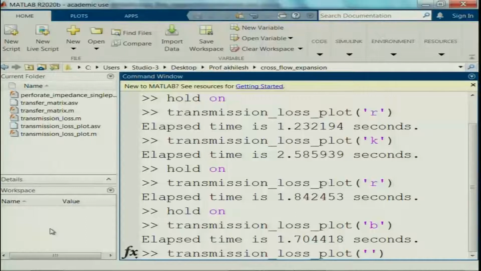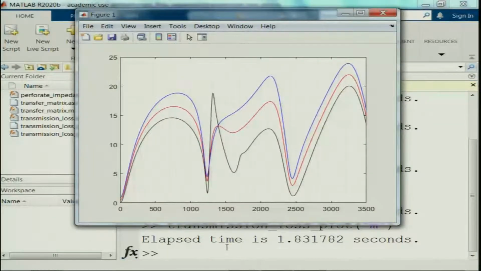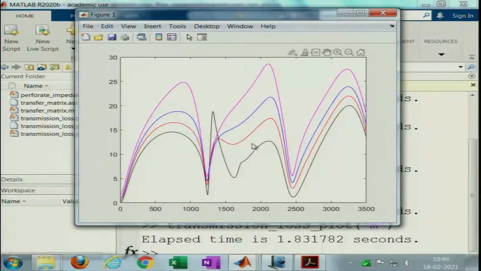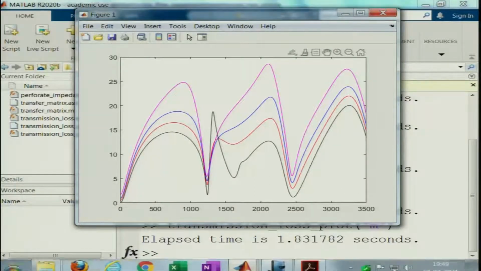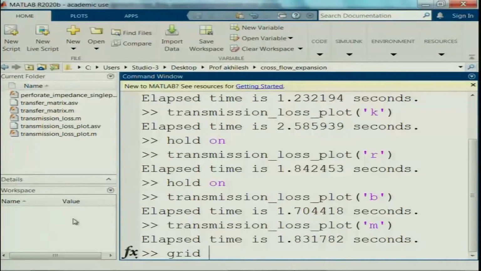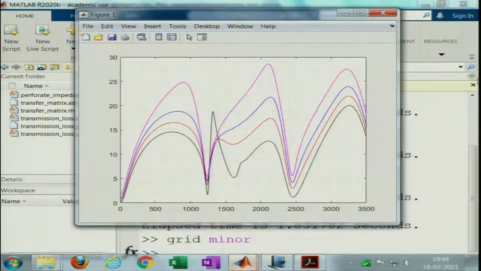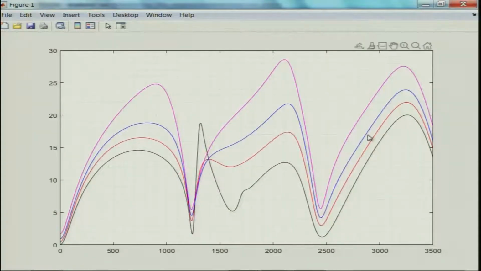So, then we do magenta color for 0.2 Mach number. So, see the dramatic effect the flow has. So, we will do grid minor and have a look at the transmission loss graphs. Okay. Let us see how they look. Well, using Elnadi's expression, this is what we sort of get.